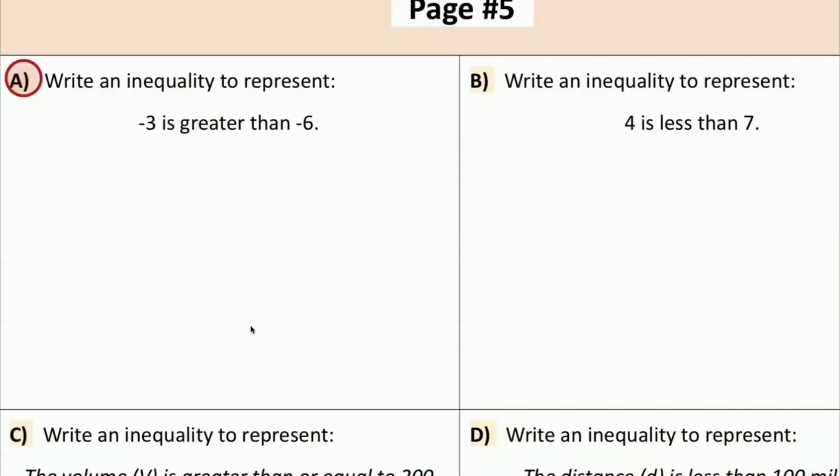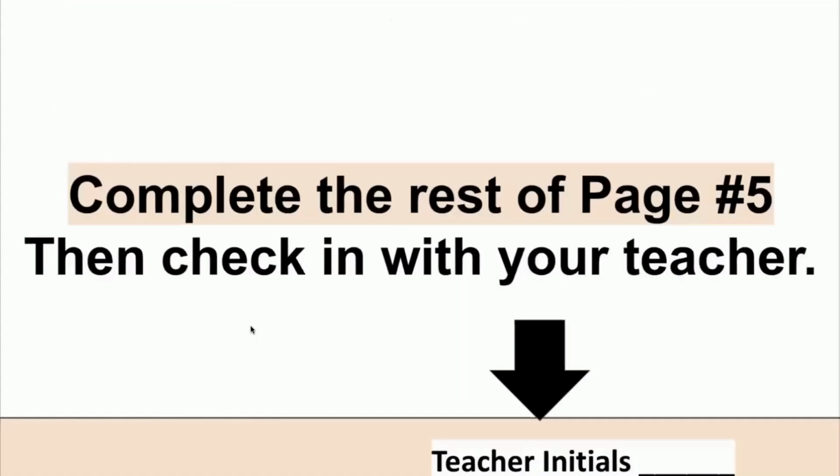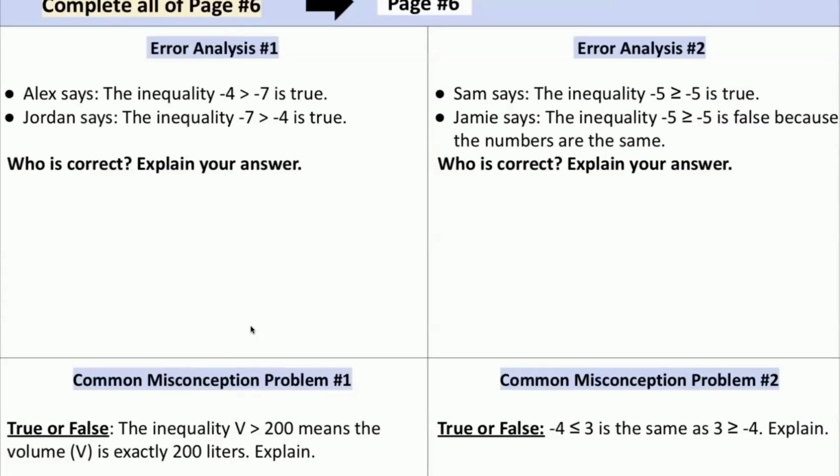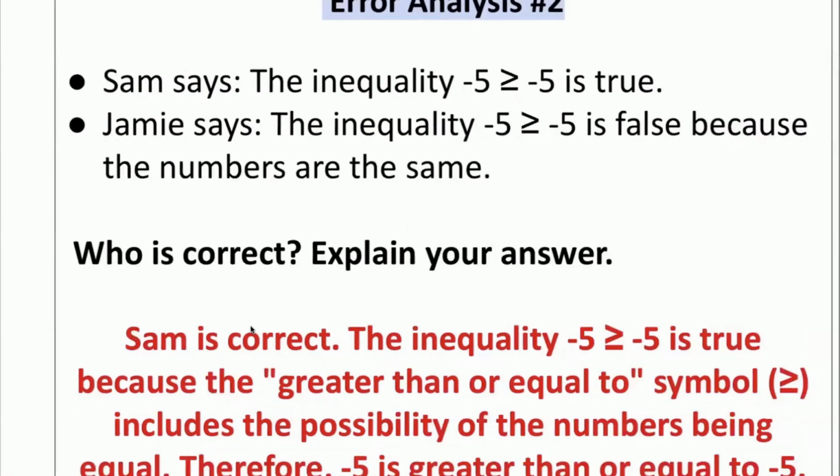Complete page 5, problem A, then come back to the video to check your work. Check your work for page 5, problem A. Complete the rest of page 5 on your own, then check in with your teacher to get additional feedback. Pause the video, complete all of page 6. Once you finish the entire page, come back to the video and we'll check 1 or 2 problems. Check your work for error analysis number 1. Check your work for error analysis number 2.